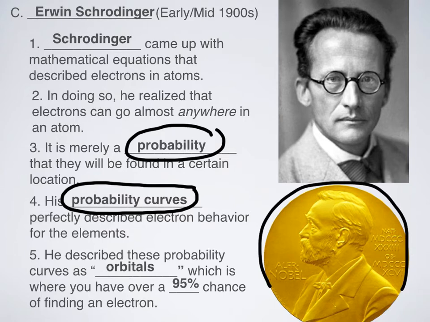So instead of describing things as being in these symmetrical orbits, he described these probability curves as orbitals. And that's a big difference. I know it doesn't sound like a big difference, but it is. And he said these orbitals give you a 95% chance of finding your electron. Why not 100%? Well, remember, we're basing this all off of probability. And so in probability, 100% certainty isn't exact. I know that seems strange, but there's always a chance that an electron might be in a different location. And so 95% is about as good as you can get statistically.